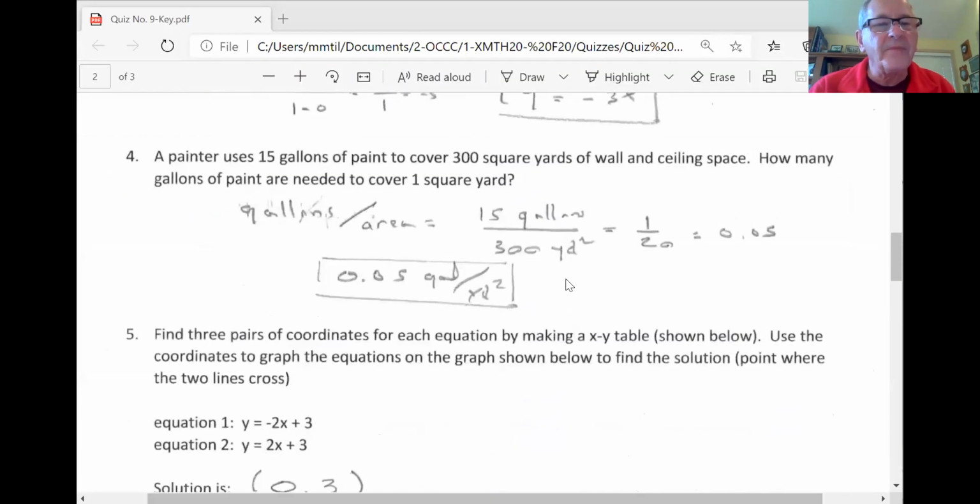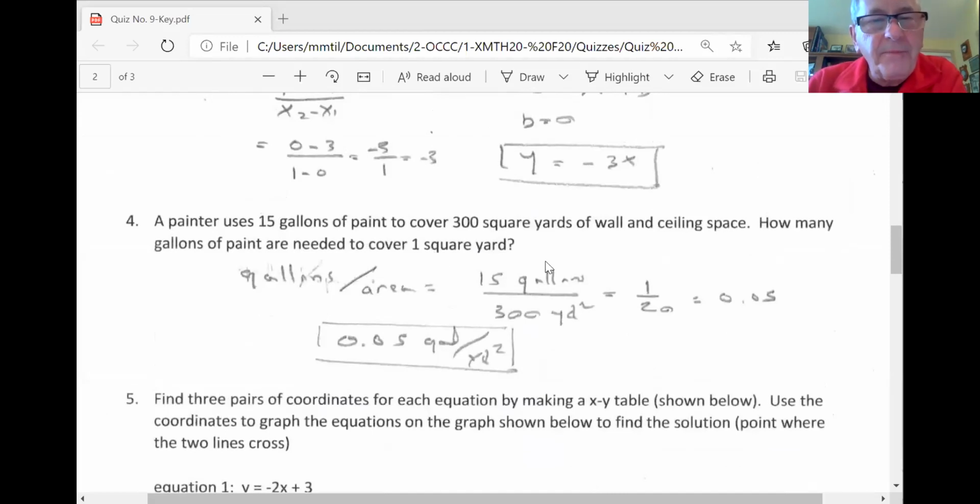Anyway, here it is. Okay. A painter uses 15 gallons of paint to cover 300 square yards of wall or ceiling space. How many gallons of paint are needed to cover 1 square yard? Well, we want to put it in gallons per yard, right? We want the gallons to be on top.